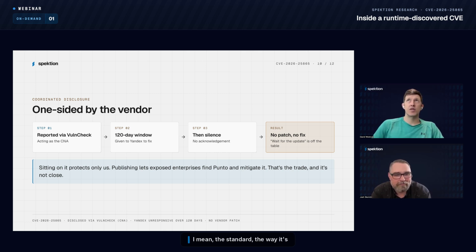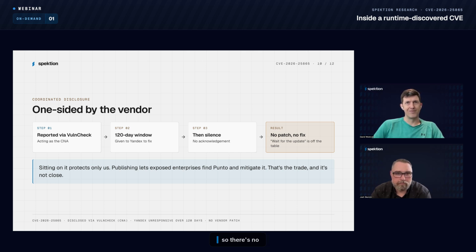No. The way it's supposed to work, and what a lot of people will say if they're not honest, is this is how it always goes: you notify the vendor, they acknowledge it, you work together, they ship a patch, everyone discloses on the same day, and hooray, we did it. That's not what happened. We initially disclosed to Yandex, who is the current supporting vendor for the tool, and we gave them a 120-day window. Other than the initial acknowledgement of, thanks, we'll look into it if we get time, we got nothing after that. No acknowledgement, no patch, nothing.